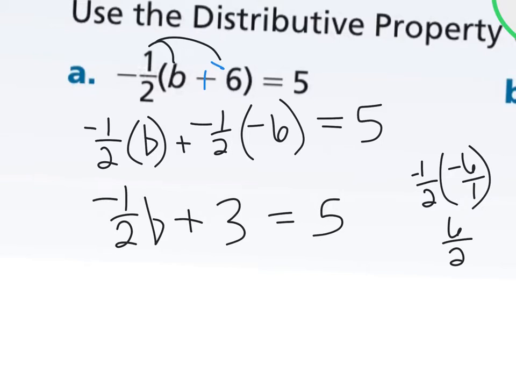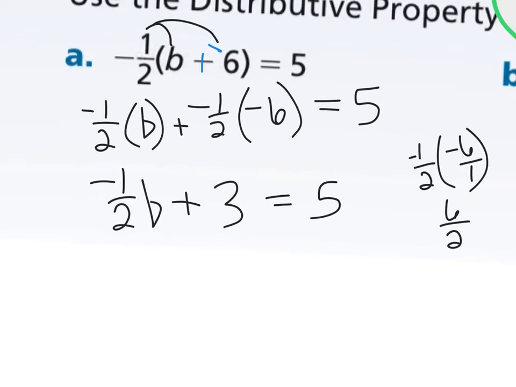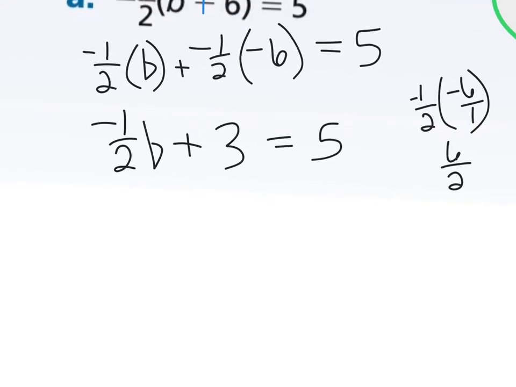If you'll notice at this point, now we have a two-step equation. So for a two-step equation, the first thing we need to do would be? Divide. Okay. First thing would be to subtract 3. They're adding 3, so we're going to subtract 3.